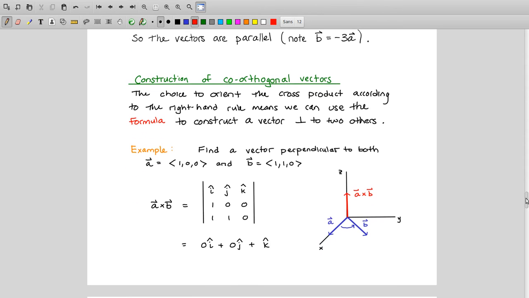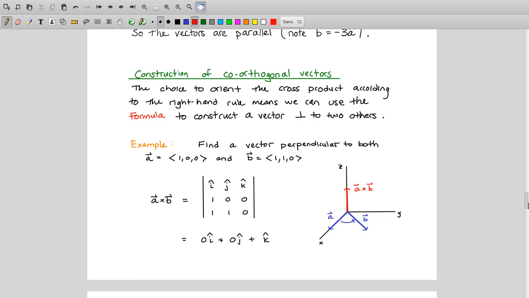Far more useful is a feature that is a result of our choice of the direction of the cross product: the cross product can be used to create a vector perpendicular to two other vectors. It comes straight from the definition, the way it points. So for instance, find a vector perpendicular to both the vector 1, 0, 0 and the vector 1, 1, 0. So in the three-dimensional coordinate plane, here's that first vector 1, 0, 0. Here's the second vector 1, 1, 0. They're both in the xy plane, so it's perhaps not surprising that the result points in the z direction, but let's go ahead and compute it.